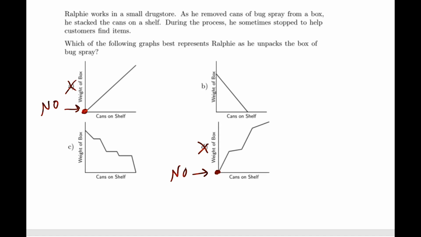Well, it says that he stopped to help customers. So if he's stopping to help customers and he's putting cans on the shelf, he's unloading, this means that he never stopped. That's wrong. It has to be C. He's unloading, stop to help customers. Unloading, stop to help customers. All right, it has to be C.